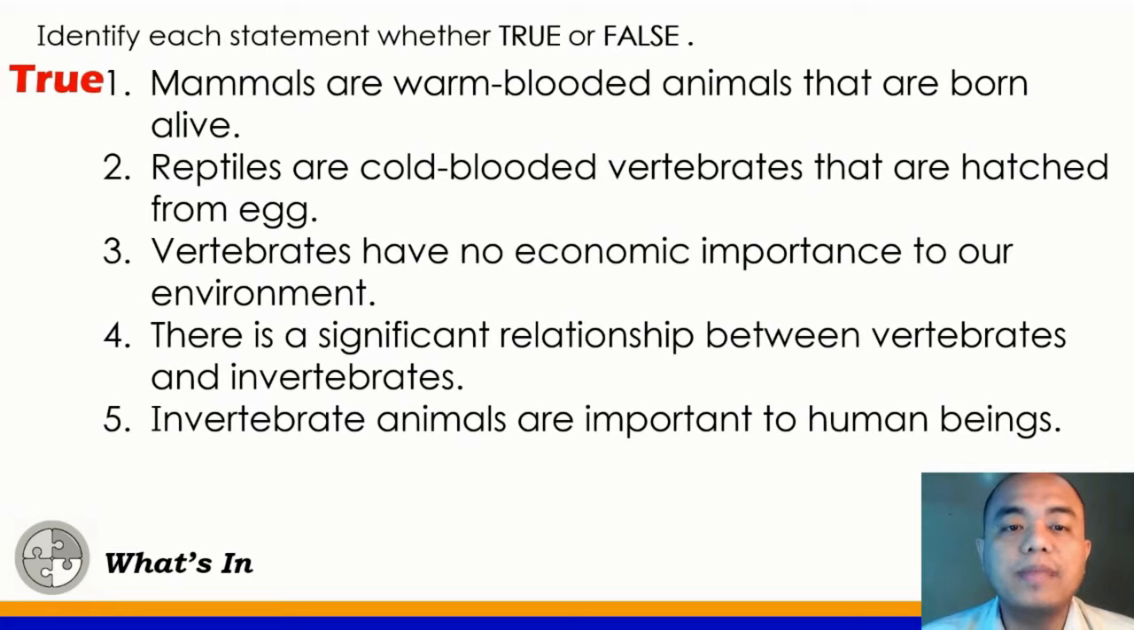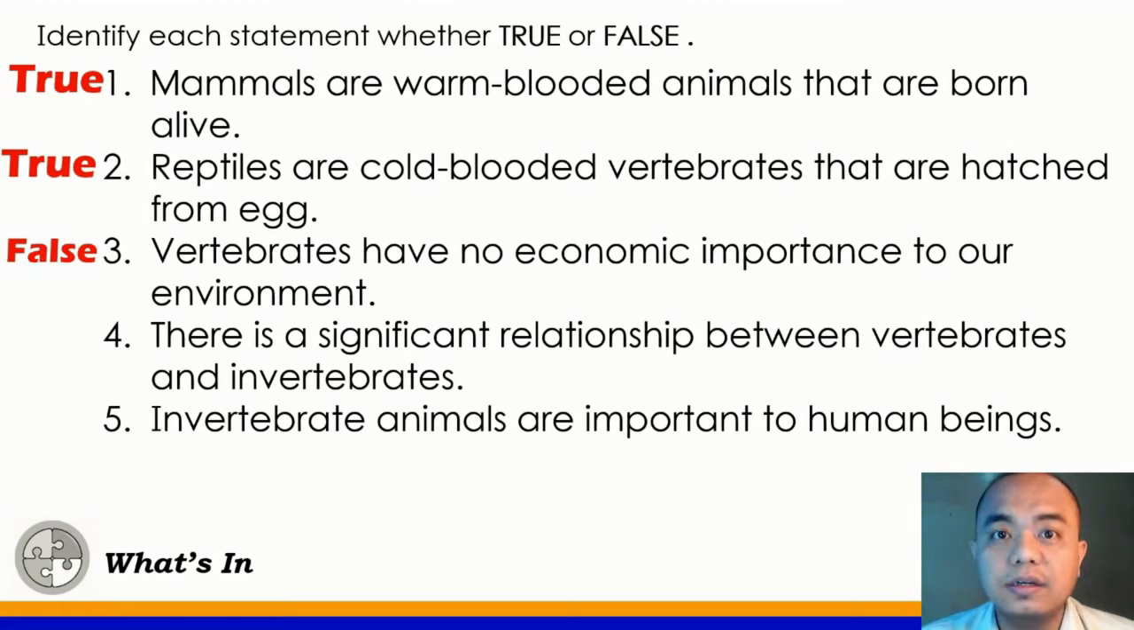Next, number 2. Reptiles are cold-blooded vertebrates that are hatched from egg. True or false? The correct answer is true. Reptiles are cold-blooded. Next, number 3. Vertebrates have no economic importance to our environment. The correct answer is, of course, false. Vertebrates have economic importance to our environment. Just like the pig, the chicken, and the fish are being sold as food. That's why they are important to our environment economically.